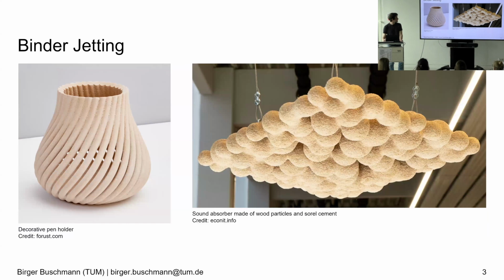The first process category is binder jetting. Binder jetting works like this. Wood particles are layer-wise selectively bound together with a binder. By doing this multiple times on top of each other, objects are created. Possible binders can be either polymeric, like here for the pen holder in the first picture, or mineralic, like the one for the artwork here in the second picture.